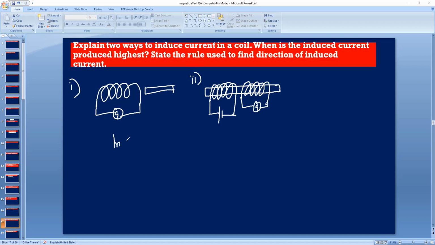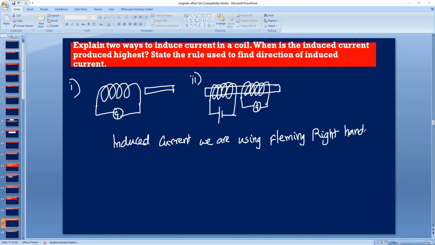To find the induced current direction, we are using Fleming's right hand rule. As per Fleming's right hand rule, take the right hand: center finger, index finger, thumb finger. This is the center finger. This is the index finger. This is the thumb finger.